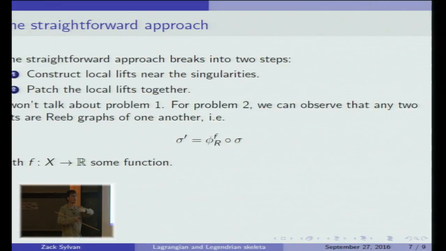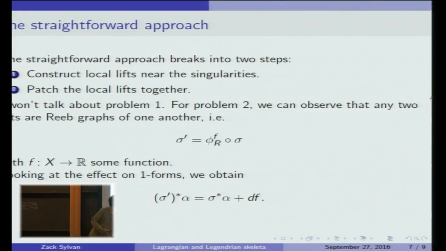Anyway, because these lifts are required to be symplectic, they're Reeb graphs of each other. If I start with one lift sigma, then a different lift sigma prime is obtained by flowing sigma for a small amount of time along the Reeb flow. And this small amount of time can depend on the point in X. So it's a Reeb graph for some arbitrary smooth function from X to R. And if you look at what this does to 1 forms, it just modifies the pullback 1 form by d of that function.